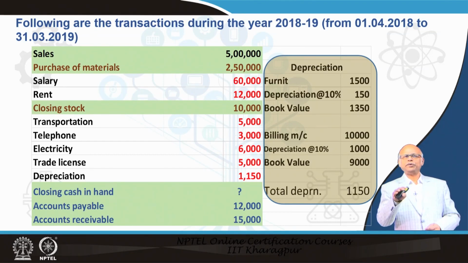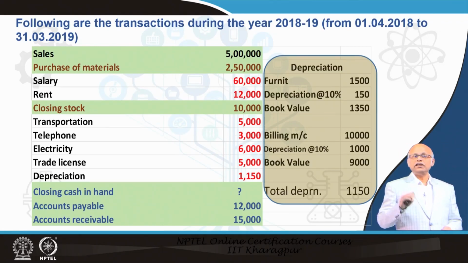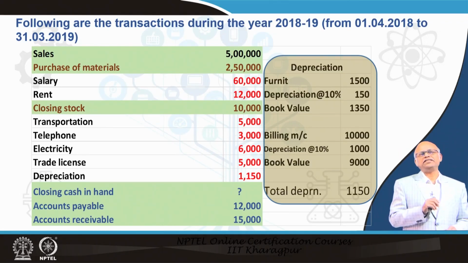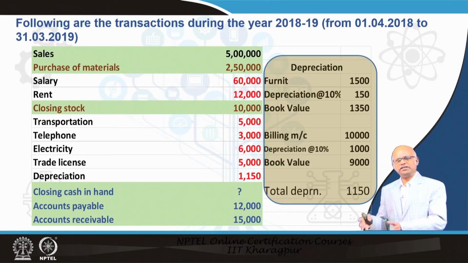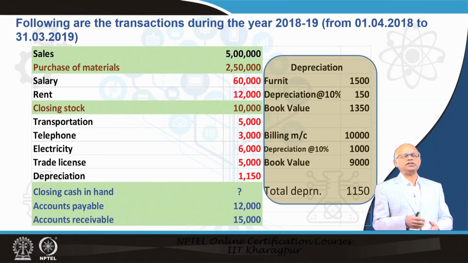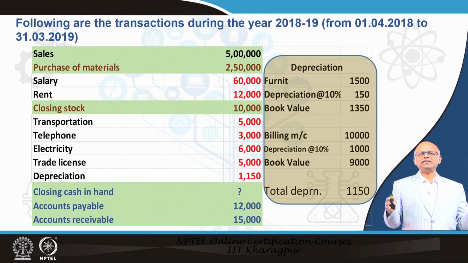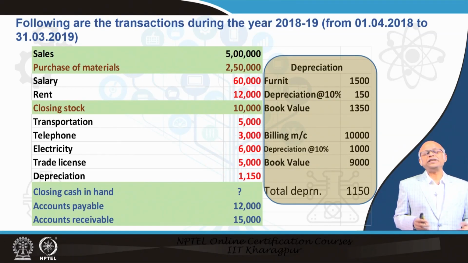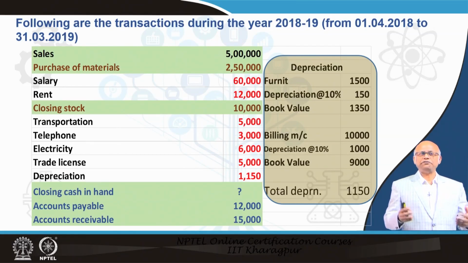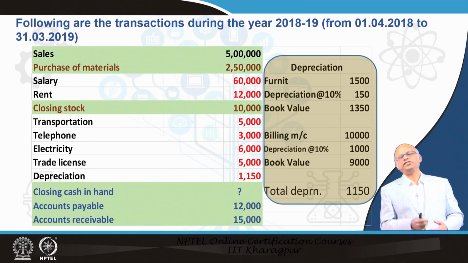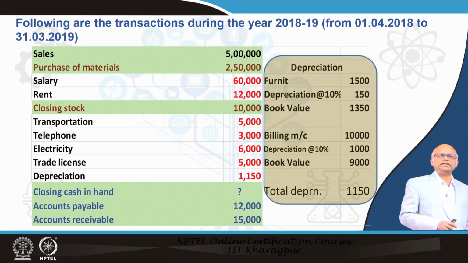So, salary is operating expense, rent is operating expense, closing stock is a balance sheet item. At the end of the business, whatever stock remains unsold is the closing stock, that remains in the balance sheet as closing inventory or closing stock. Transportation expense is an operating expense, telephone, electricity, trade license, depreciation, these are part of operating expense.